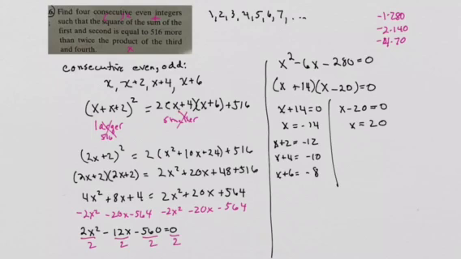In this other case, if x is 20, 20 plus 2 is 22. 20 plus 4 is 24. 20 plus 6 is 26. So the other consecutive even integers would be 20, 22, 24, 26.